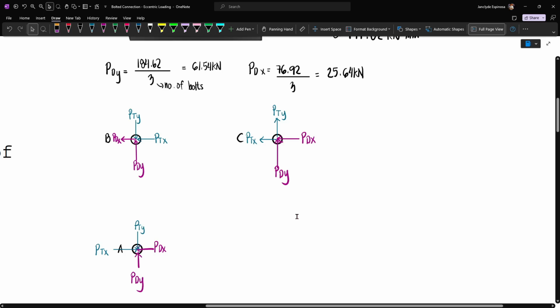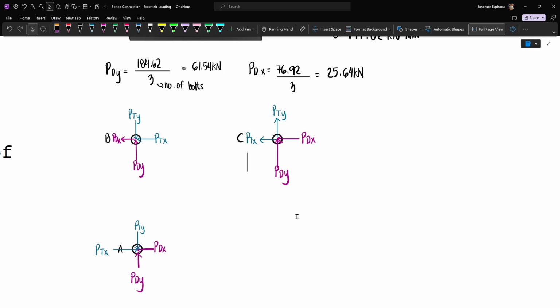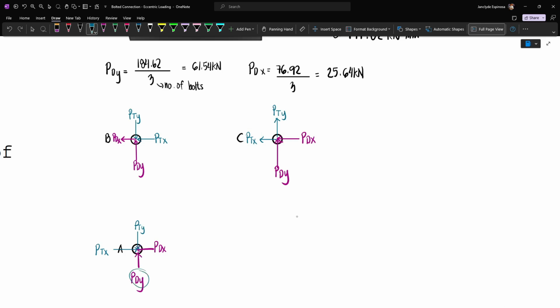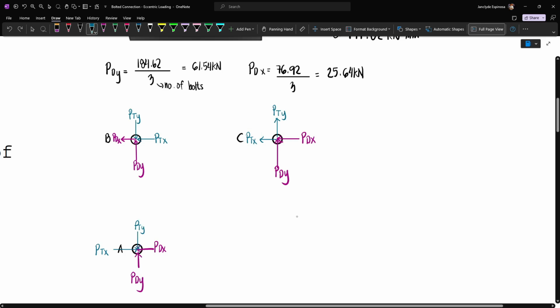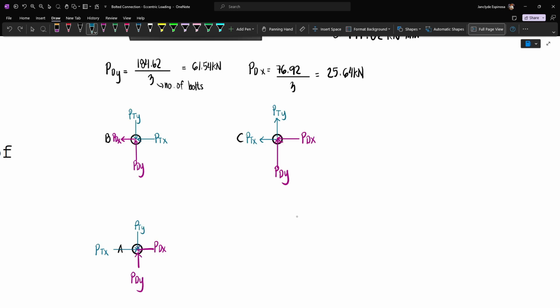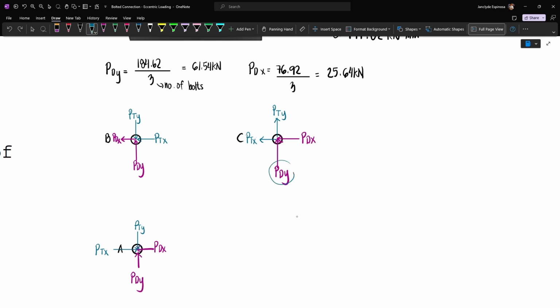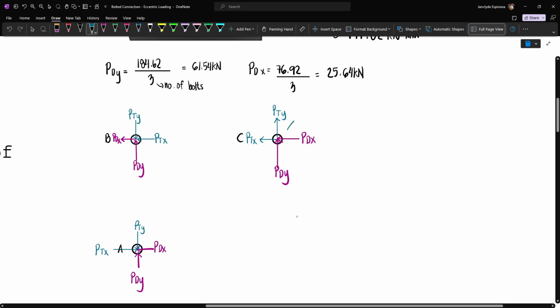How can you identify the bolt that is most stressed? To identify the most stressed bolt, just look at the bolt where PTY and PDY are along the same direction, as well as PDX and PTX. And so here we can see that for bolt A, PDY opposes the direction of PTY. And so that's not going to be our most stressed bolt. And then here, we also see that PDY opposes PTY. However, in bolt C, the direction of PDX and PTX are the same, as well as PDY and PTY. So this is the most stressed bolt. And so this is a very important concept.